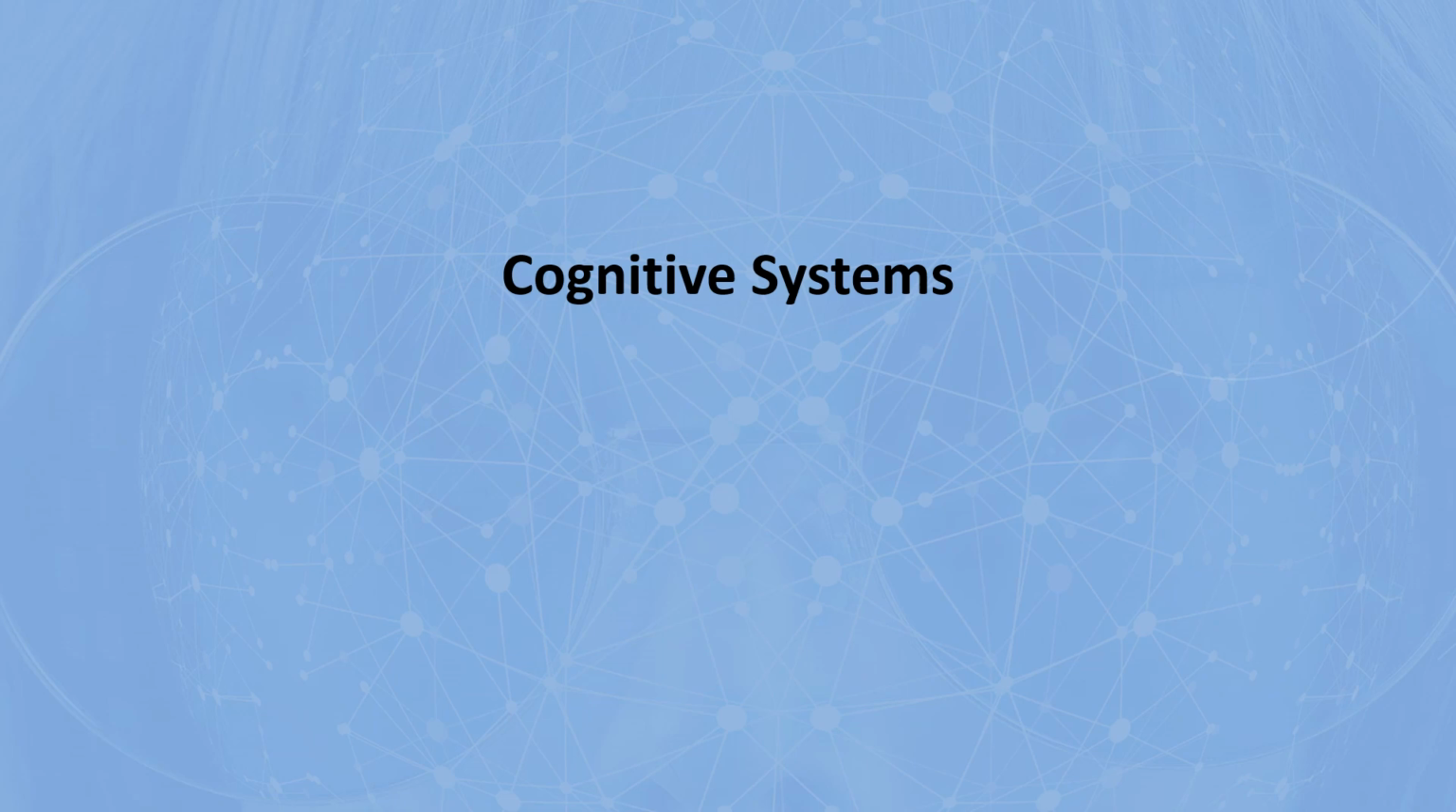What is a cognitive system? A cognitive system is a software and hardware implementation of a cognitive architecture. It is the instantiation of an artificial mind.